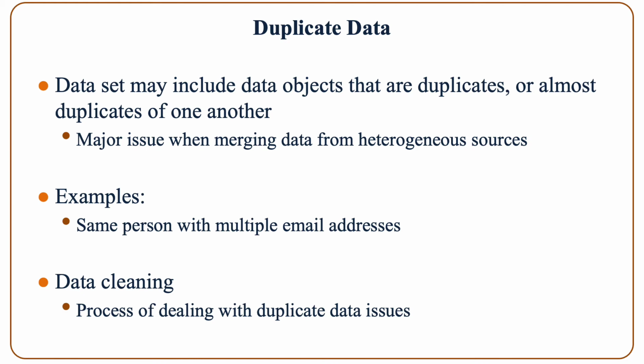The last item of data quality is duplicate data. A dataset may include data objects that are duplicates or almost duplicates of one another. And this is a big issue when we merge data from multiple different sources. As an example, the same person may have multiple different email addresses. So we may have to merge, combine those duplicates. And this is something that we have to deal with during data cleaning.